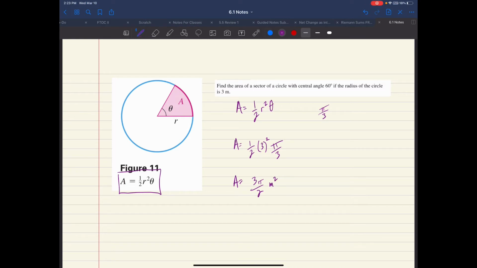With this problem, just like the arc length problem, it might give you the area and have you solve for theta or the radius. It just depends on what the problem is. So just make sure to read those.